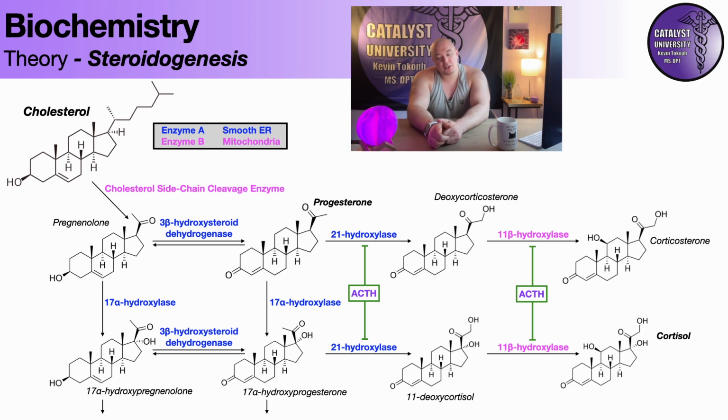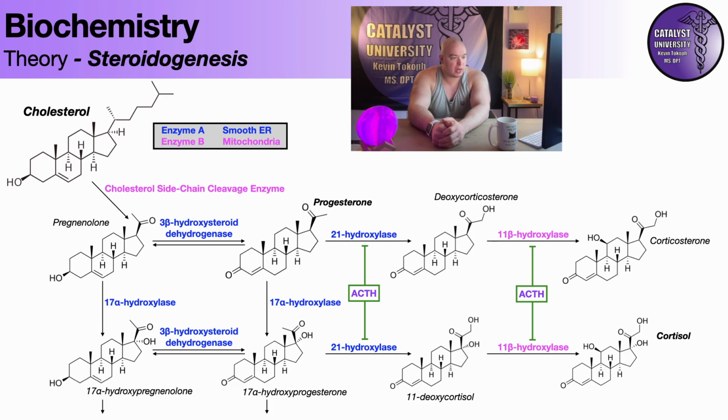Now, the 11-deoxycortisol then has to leave the smooth ER and go back into the mitochondria, where it's going to react with this last enzyme in the pathway, 11-beta-hydroxylase. Now, where is the 11 position? Well, the 11 position is on the C ring.